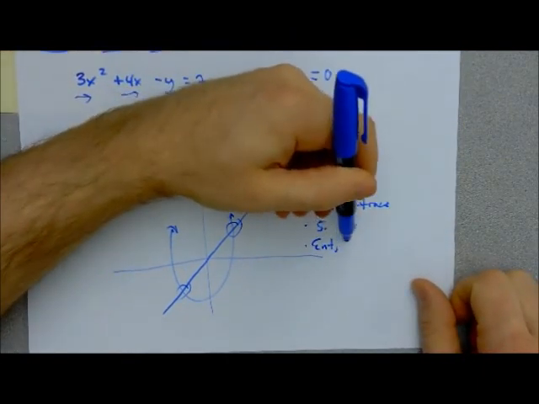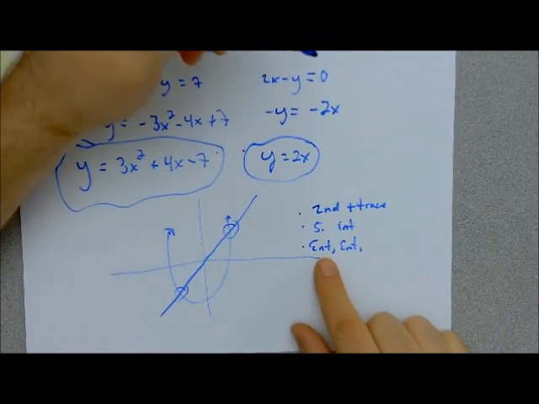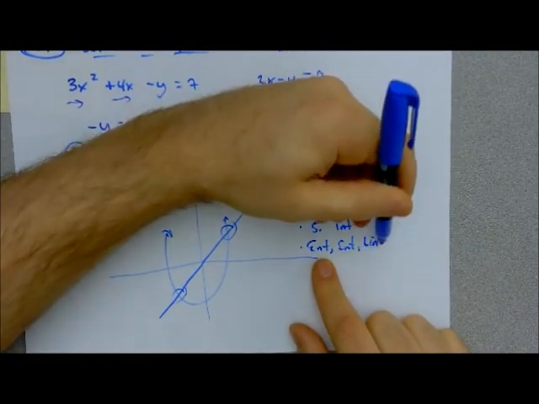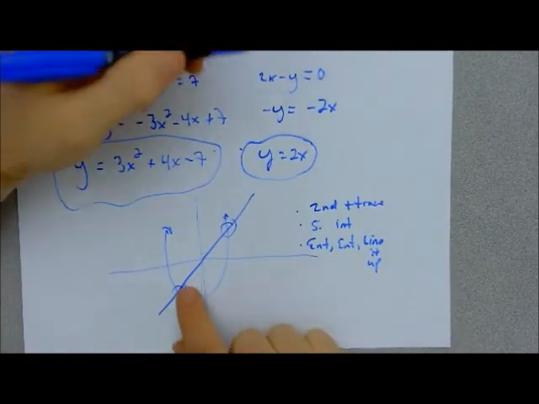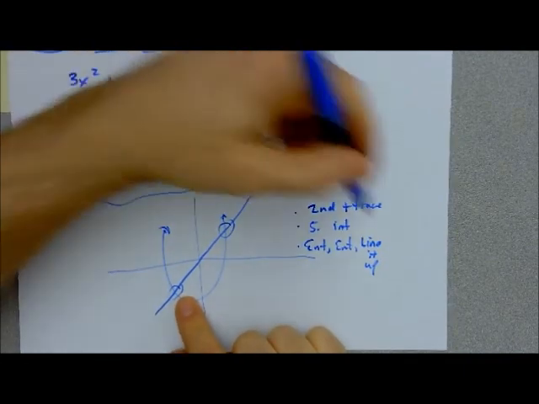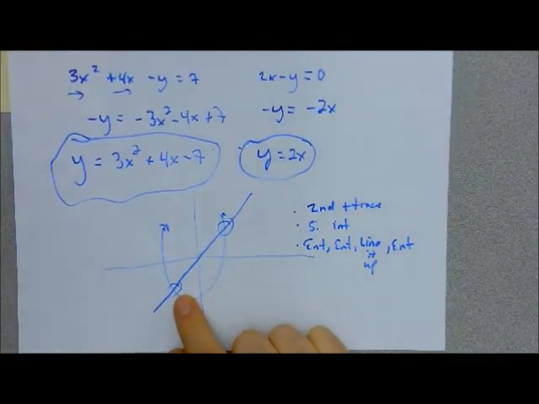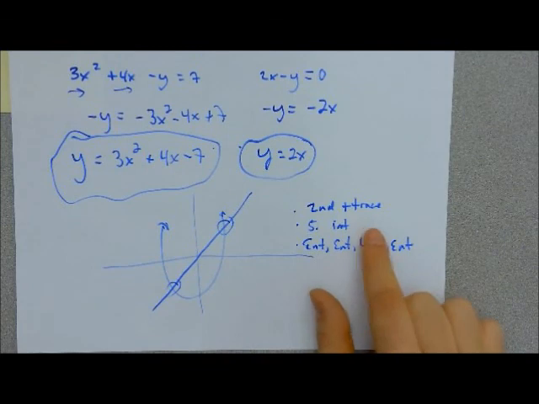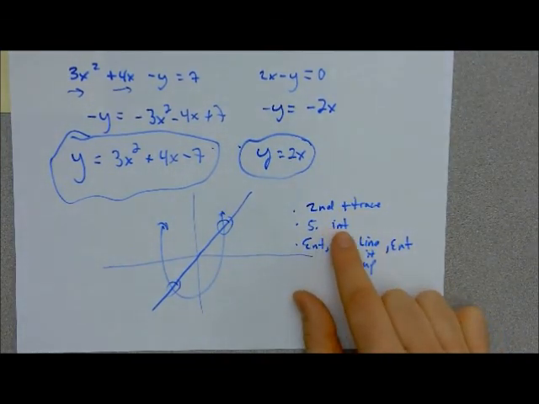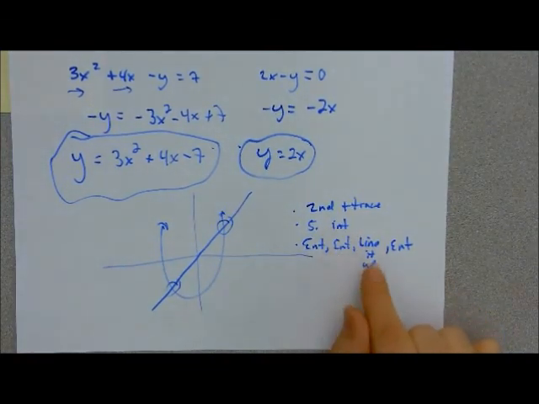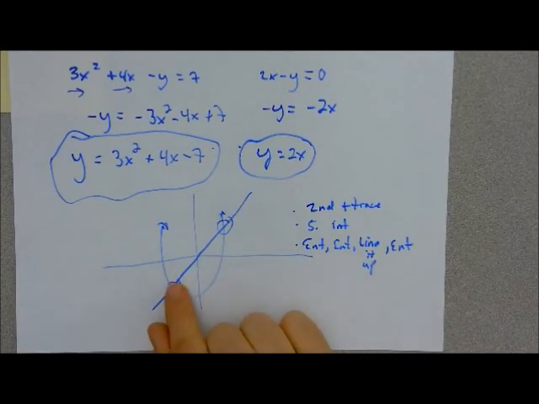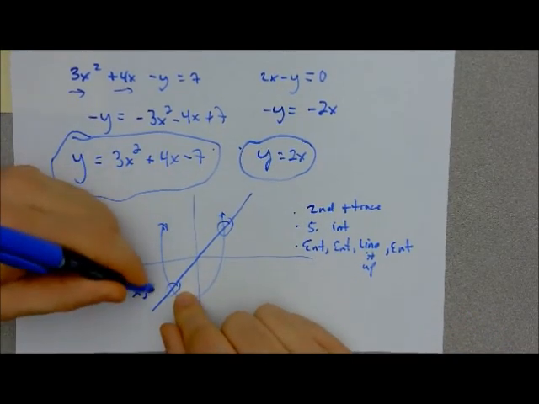So it's enter, enter. You want to line the cursor up. Line the cursor up with your intersection point and hit enter one more time. So to find your intersections, it's second and trace. 5 is the intersection. Enter, enter, line it up, enter. Gives you this coordinate here. They would give you an x and a y.